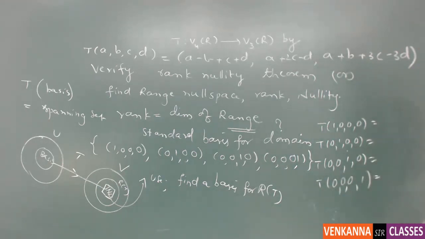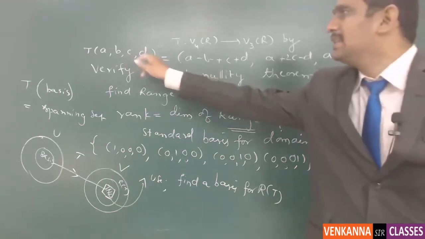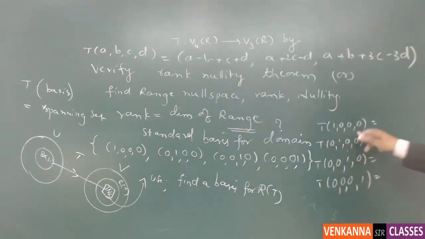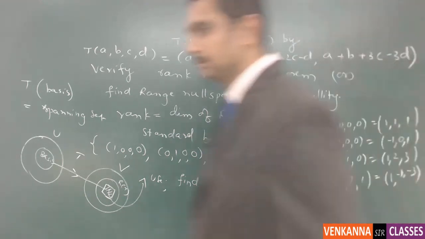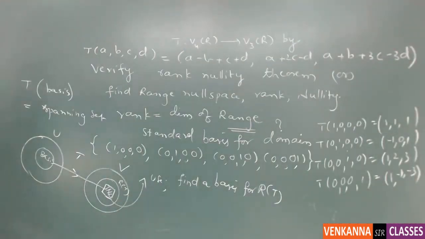So you give me the values. A, B, C, D is nothing but 1, 0, 0, 0. So if you apply, the values are nothing but 1, 1, 1. So can you give me the values here? Minus 1, 0, 1. And here the values 1, 2, 3. And here the values as 1, minus 1, minus 3. Accept it all.